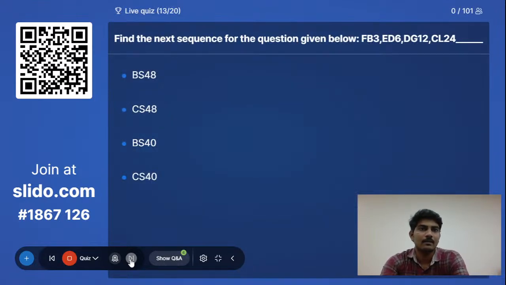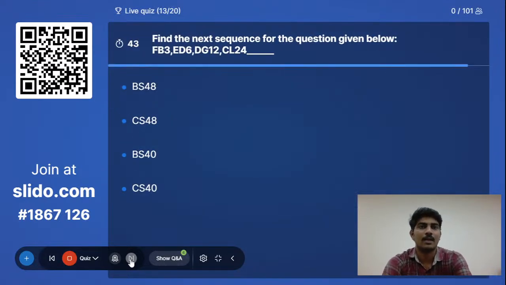Okay, this is the 13th question of today's live quiz. You have 45 seconds to answer the question, and this question comes under series completion. Those who have a good idea of the coding and decoding concept can answer this question within no time. You need to remember place values and apply some logical sense so that you can easily answer the question. You still have 20 seconds to answer.